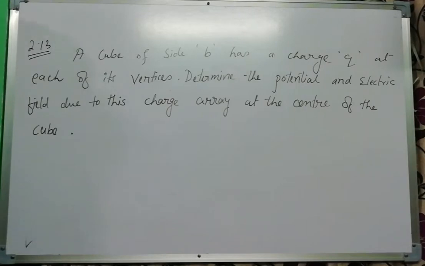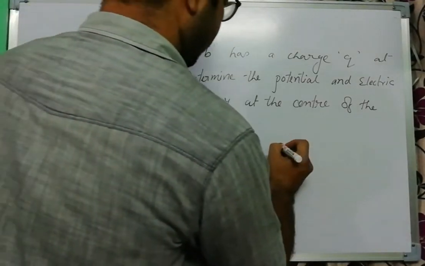Okay, so the next question is: a cube of side b has a charge q at each of its vertices. Determine the potential and electric field due to this charge array at the center of the cube. At the center of the cube. This is the question. Okay, let's draw the cube.